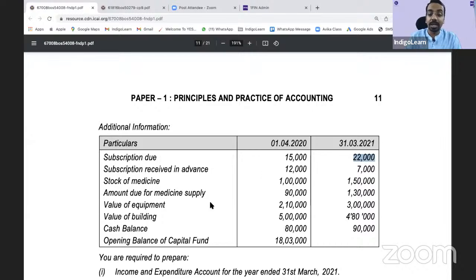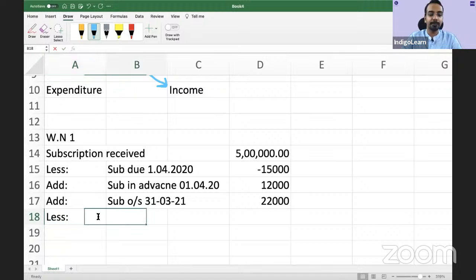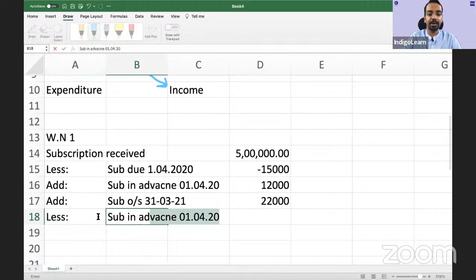Then subscription received in advance. Now this received in advance is included in this 5 lakhs. In this 5 lakhs, the amount that you have received in advance is already included. But does it belong to the current year? It does not belong to the current year. So please take it to the next year. So you will say less subscription in advance.